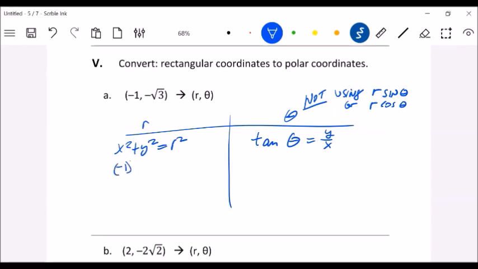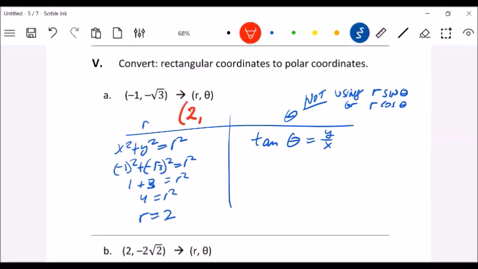Negative 1 squared plus negative root 3 squared equals r squared. That's 1 plus 3. So we have 4 equals r squared. So r is equal to plus or minus 2, except that we know it has to be positive. So we now know that we have a 2 here.